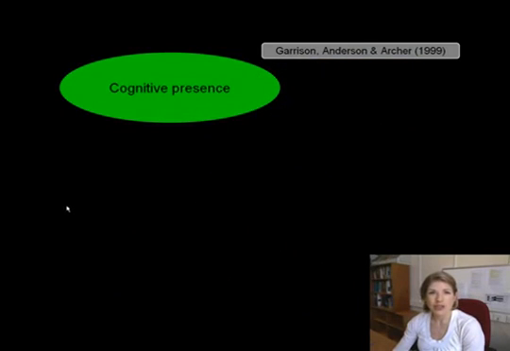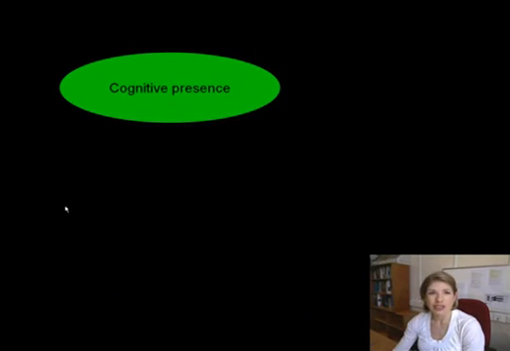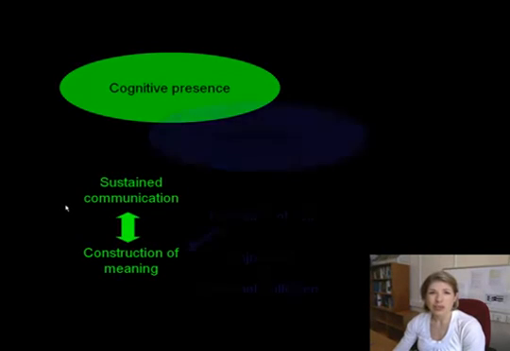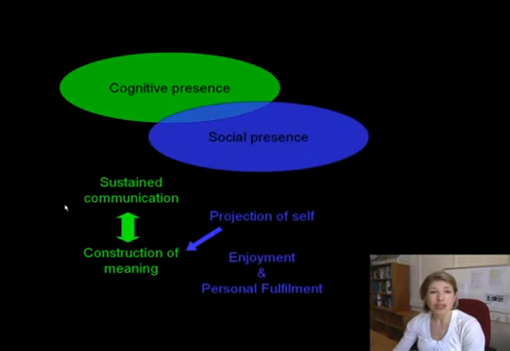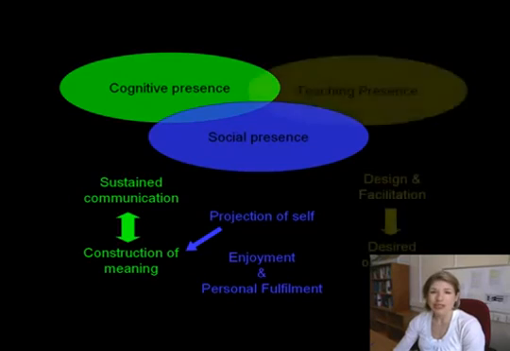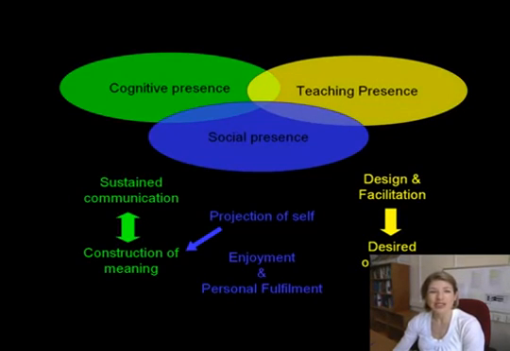Cognitive presence is about the construction of meaning through sustained communication. Social presence is the degree to which learners are free to project themselves as real people. This promotes the construction of personal meaning and also ups the enjoyment factor.